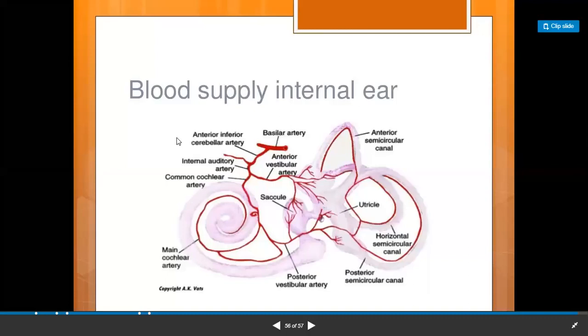Before we end, let us see the blood supply of the internal ear. Branches coming from the basilar artery: we have the anterior inferior cerebellar branches, internal auditory branches, common cochlear, anterior vestibular arteries, main cochlear, posterior vestibular, posterior semicircular branches, and anterior semicircular branches. These are the various branches we have.